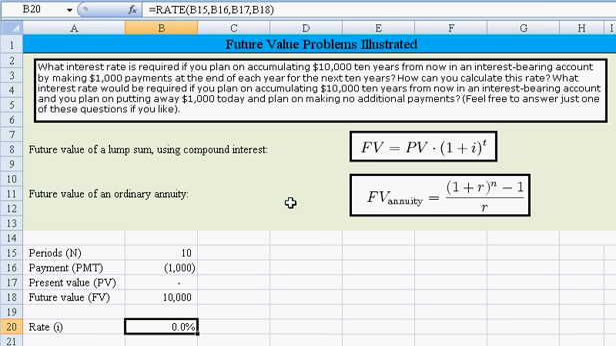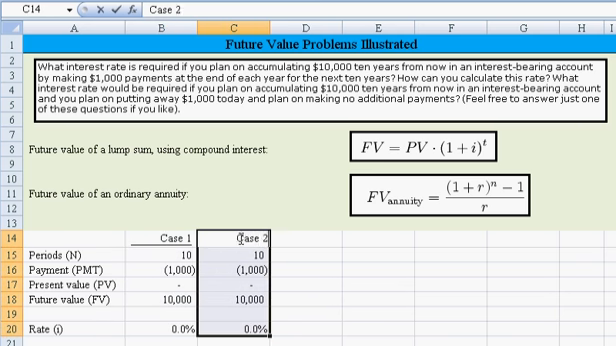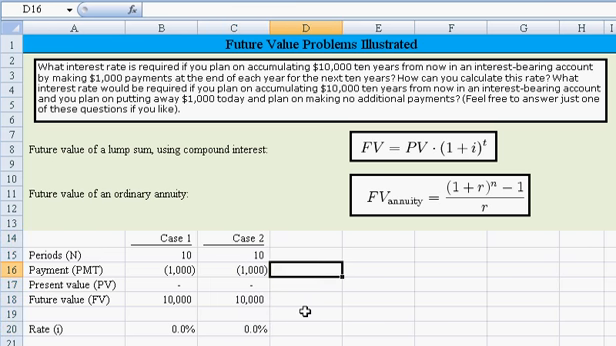Okay, now the next question says, what interest rate would be required if you plan on accumulating $10,000 10 years from now in an interest-bearing account and you plan on putting $1,000 today and plan on making no additional payments? All right, well, what I'm going to do is label this as case 1, and I'll underline that and maybe justify it. And then I'm going to copy all of that over, change this to case 2, and change the information we have to support case 2.